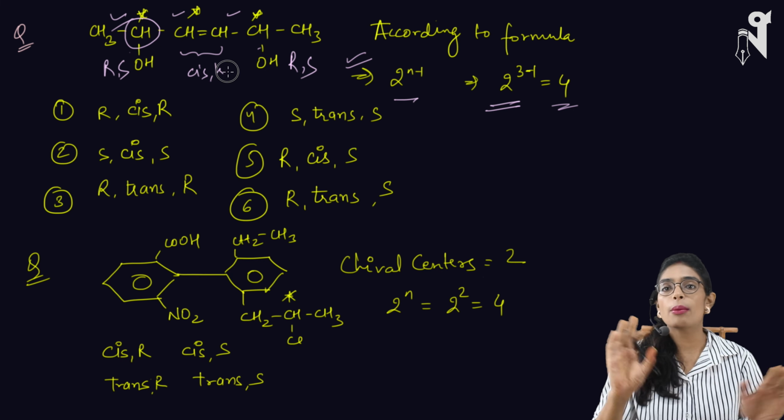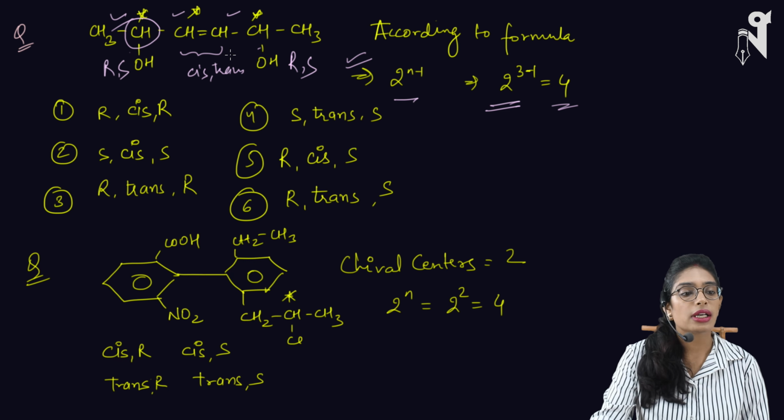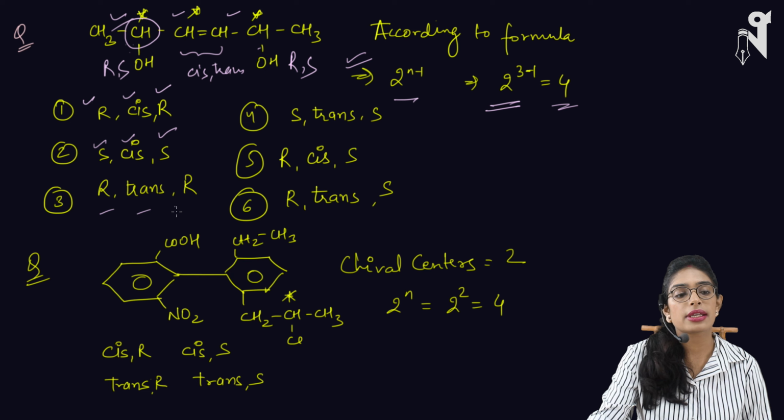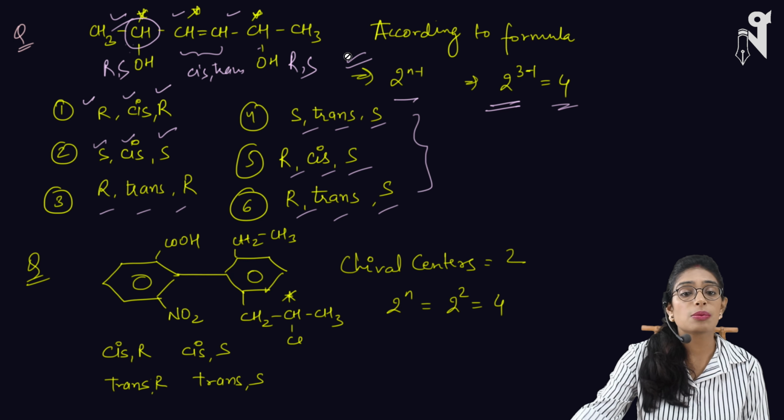So basically, whatever combinations will form from these three. Let's quickly check. It will be R cis R, then S cis S. So basically the configuration is changing on these two carbons, whereas the cis is remaining cis. R trans R, S trans S, R cis S, and S trans S. So these are the 6 possibilities over here.